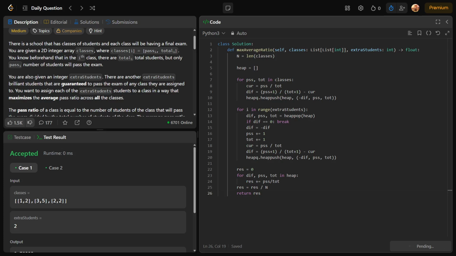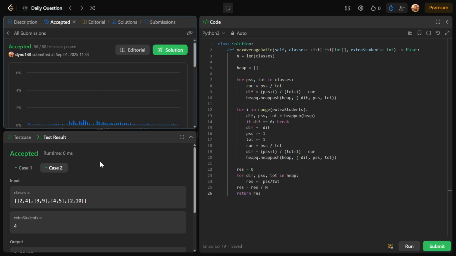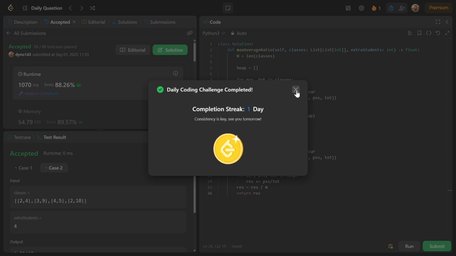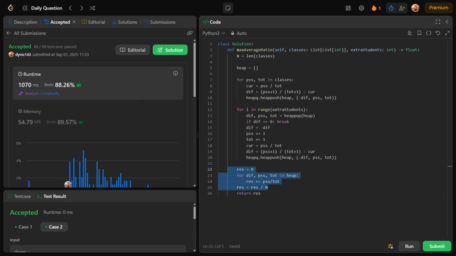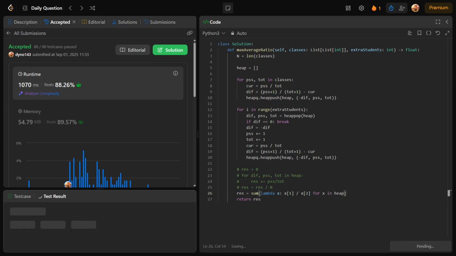Yeah, and now let's try submitting it. Okay, that was the solution. No, I was just trying to use lambda for this instead of doing it in a loop. It's the same thing. So result is equal to sum of lambda x such that x of one, x of two, or x and heap. Does this work?